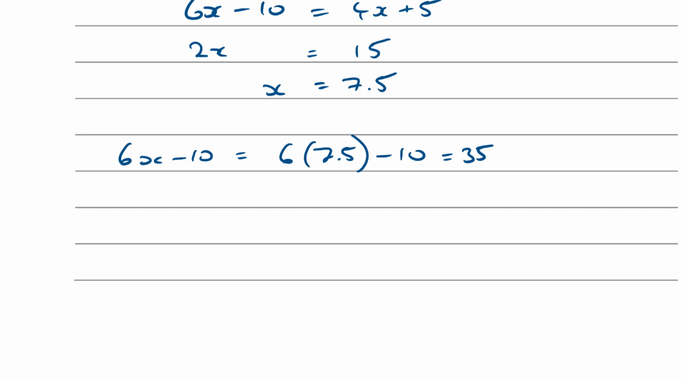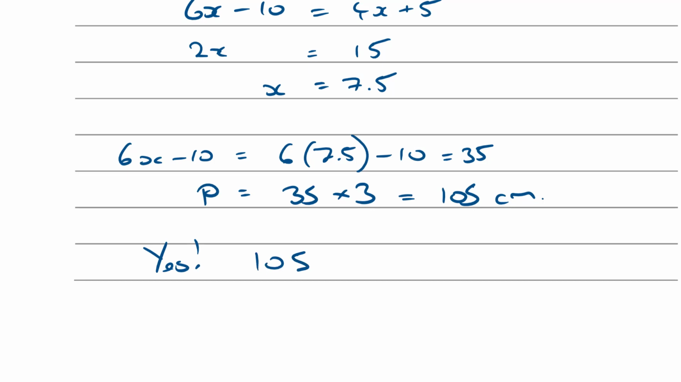So total perimeter is 35 times 3, which is 105 centimeters. So the answer is yes. 105 centimeters is bigger than 1 meter. It's 1.05 meters, isn't it?